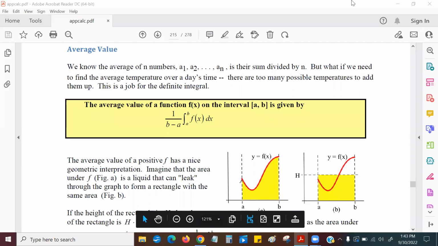Hi everybody. This is part 3 of 3.6, and we're doing average value. Now, I just wanted to show you this very nice diagram I have here in the textbook.